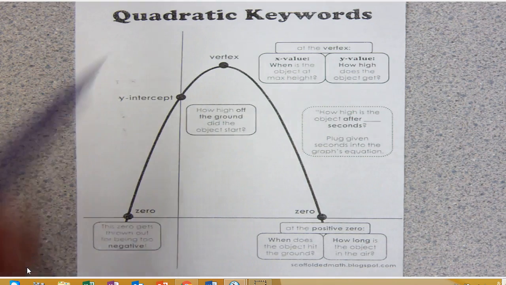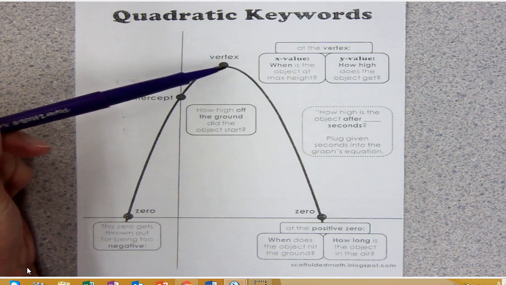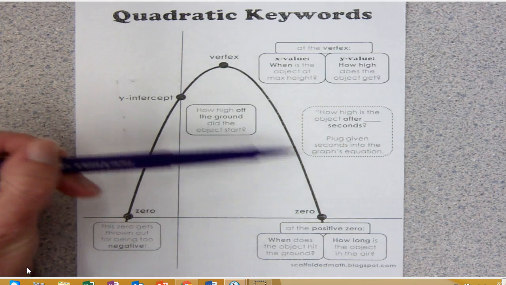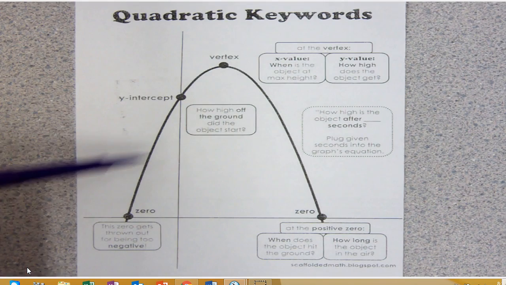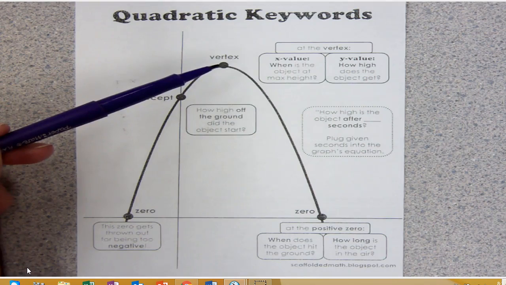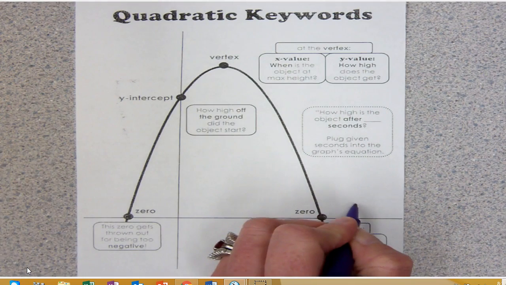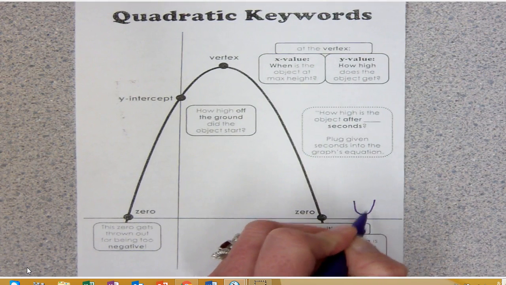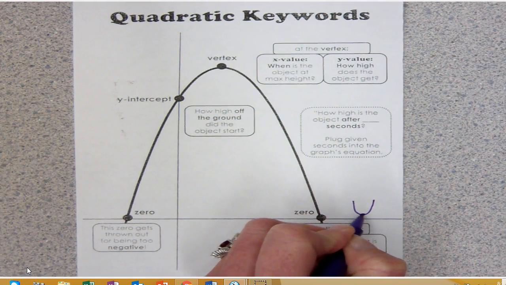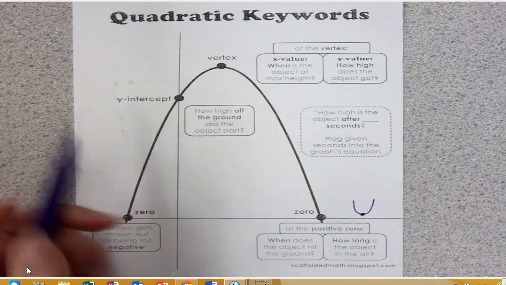So just a few things to start off with is the vocabulary. Here we have the vertex. The vertex is the very tip of the quadratic parabola. This shape right here is called a parabola. The vertex is the tip. Sometimes the vertex is up at the very top, and sometimes, if it is shaped like that, it will be at the very bottom. So that would be your vertex.